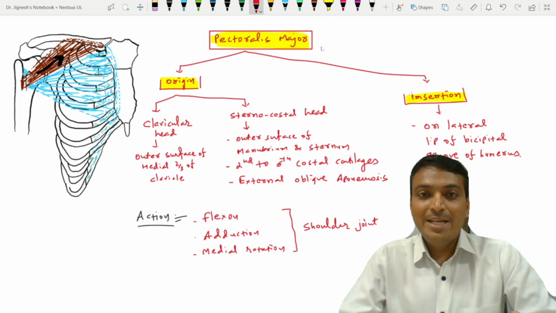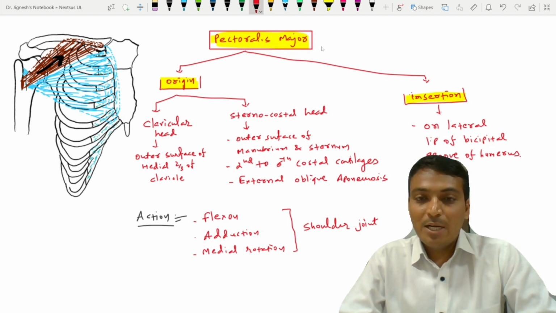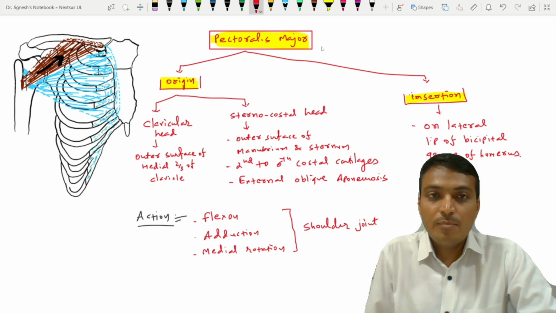This pectoralis major muscle is going to be supplied by two nerves. One is the medial pectoral nerve and the other is the lateral pectoral nerve. The medial pectoral and the lateral pectoral nerve are the branches of the brachial plexus from the medial cord and the lateral cord respectively.